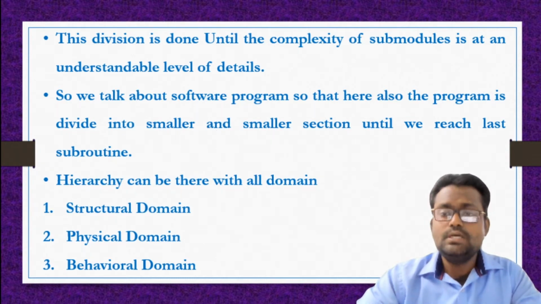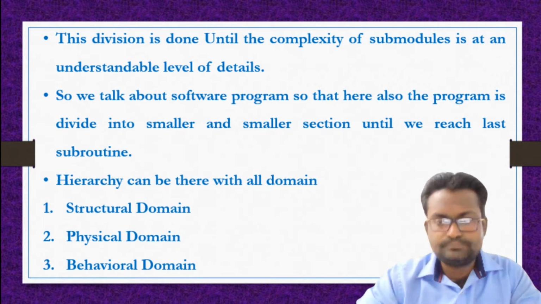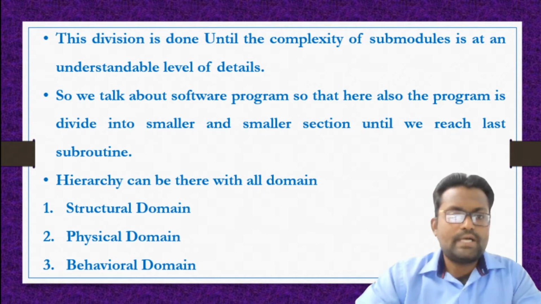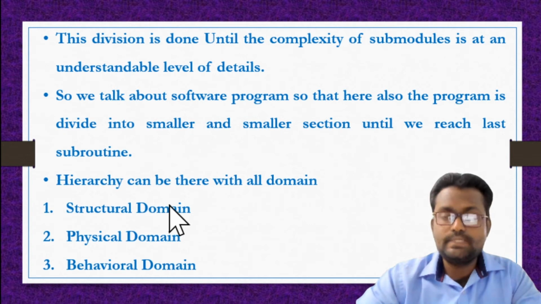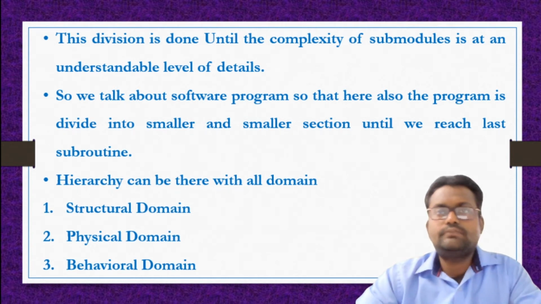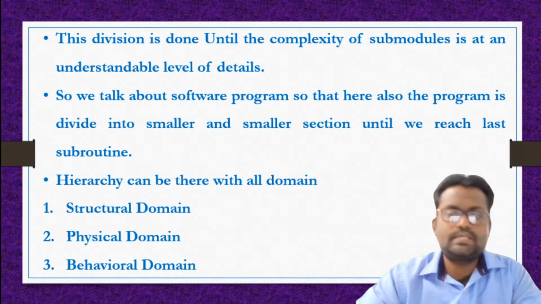Hierarchy is nothing but a division of any system to make the system easier. Hierarchy can exist in three domains. The first one is the structural domain, the second is the physical domain, and the third is the behavioral domain. Now, what is the meaning of structural domain? It means if we divide a system into different hierarchy levels on the basis of its structure, then it is under the category of structural domain.